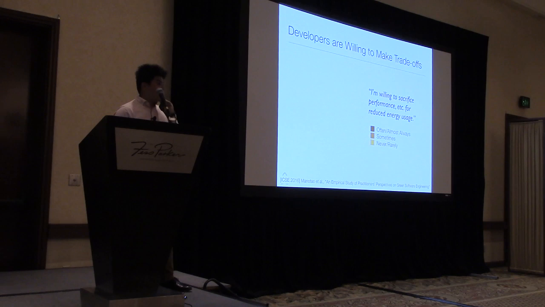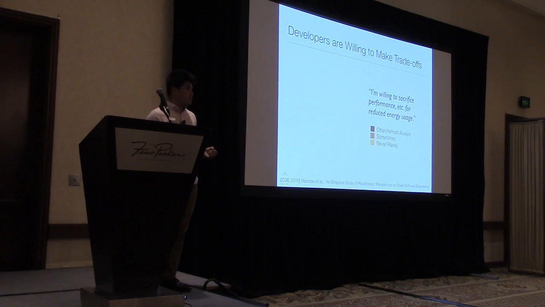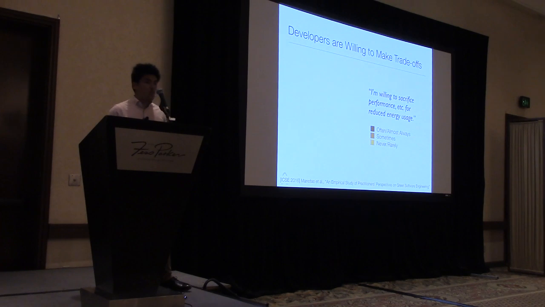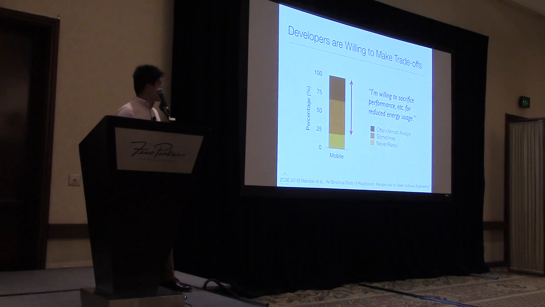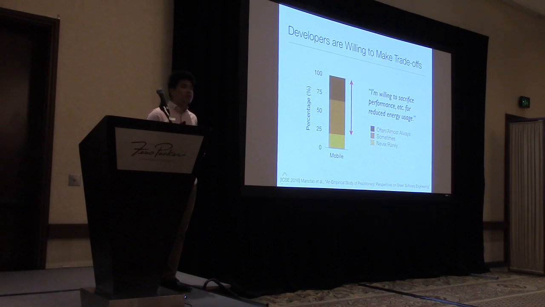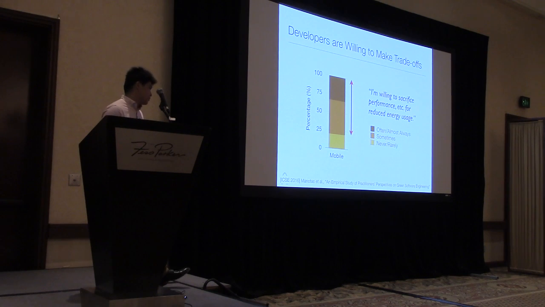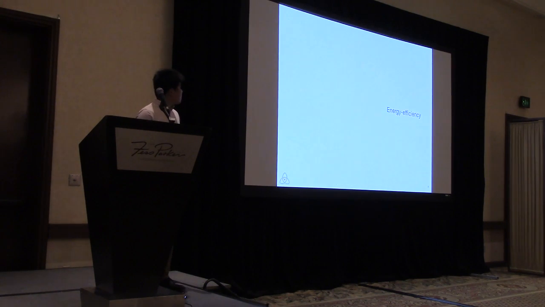Now from the same survey, another question that they also asked was, are you willing to sacrifice performance, etc., for reduced energy usage? And again, we see the majority, actually over 75% of mobile developers are willing to scale back the performance or to lose usability to some extent in order to save energy. Right, so the problem here really is that mobile developers care about energy efficiency and they want to optimize for it. But on the other hand, their top priority is still to make the application responsive, or in other words, to deliver good quality of service.